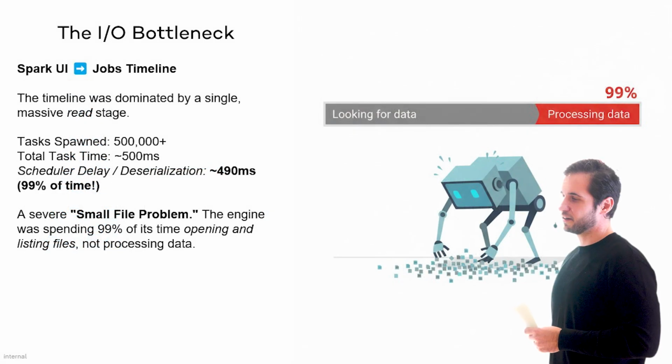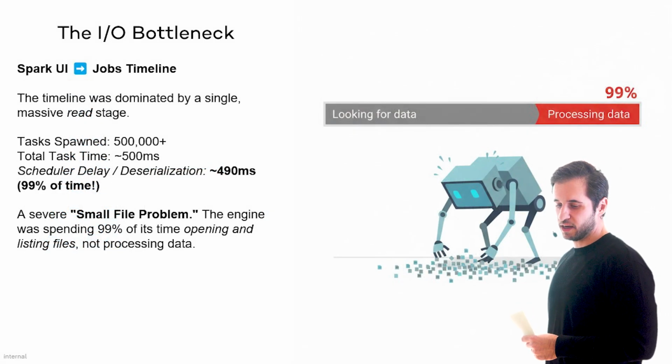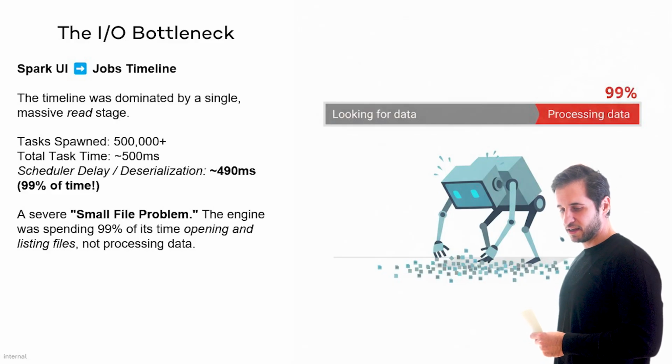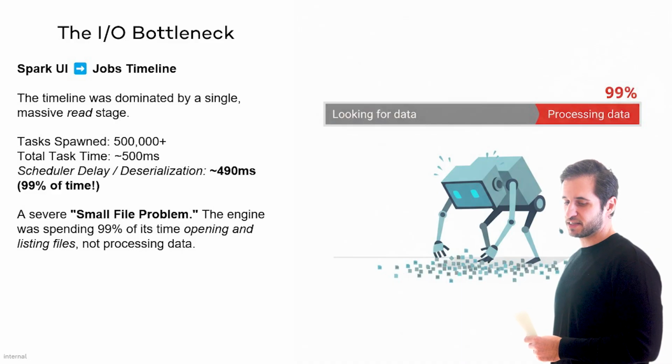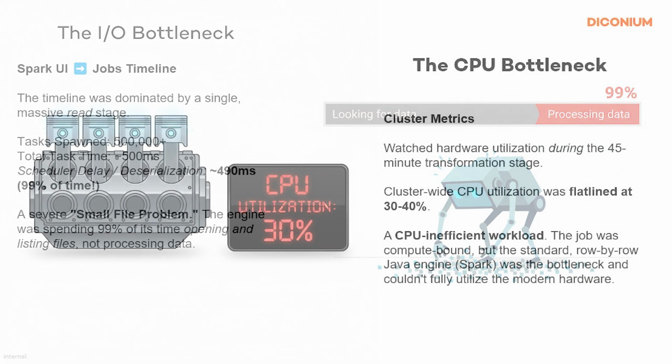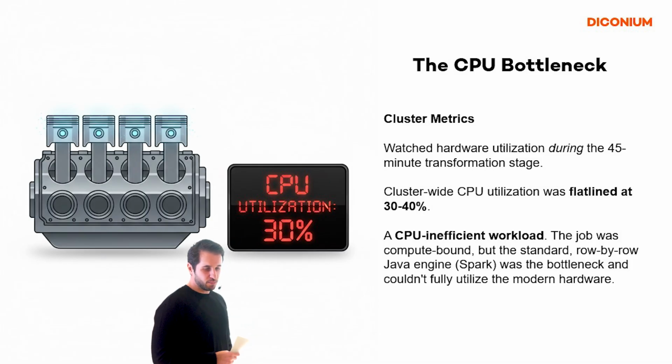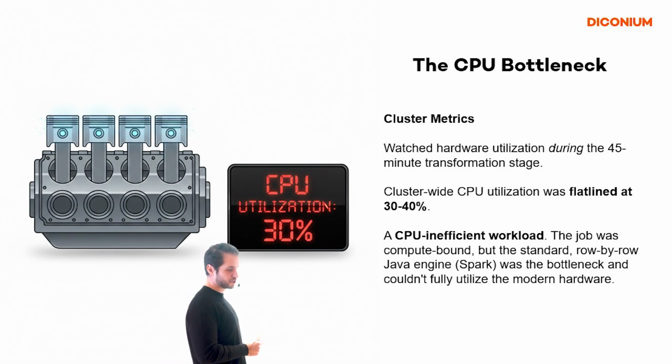They looked at the data in the Spark UI and found two problems. First, an I/O bottleneck: the system spent 99% of the time just listing files. This is the classic small file problem. Second, a CPU bottleneck: even when it was reading data, CPU usage was only 30%. That's because a standard engine could not use the hardware efficiently.